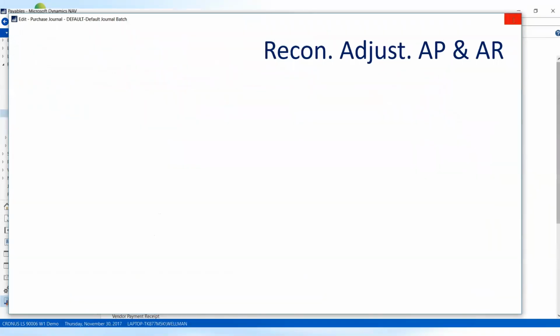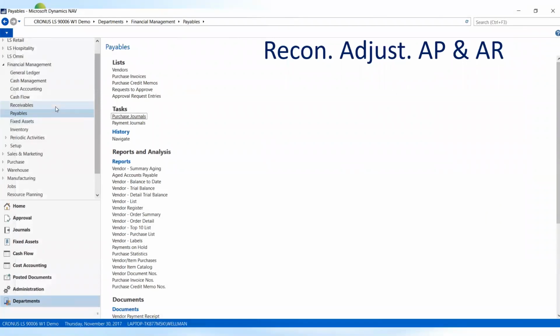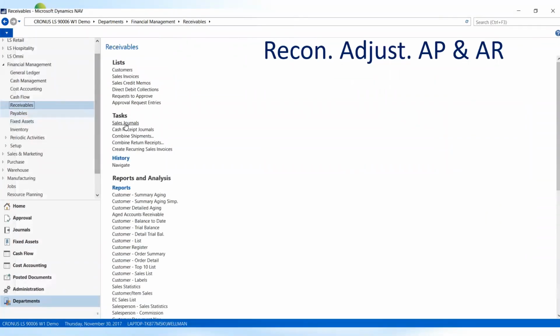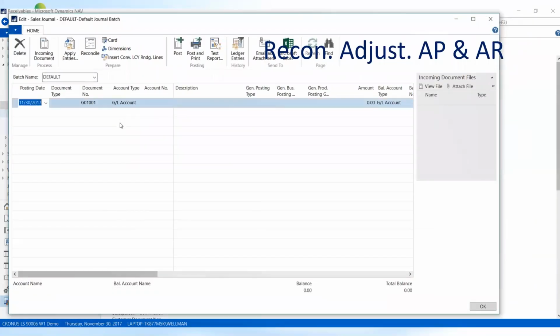So this is also, like I said, before you can close and review adjusting entries for payables or receivables, we need to make sure that anything we need to move to our ledger accounts, we use the purchase and sales journals to impact the sub-ledger accounts for vendors and customers.